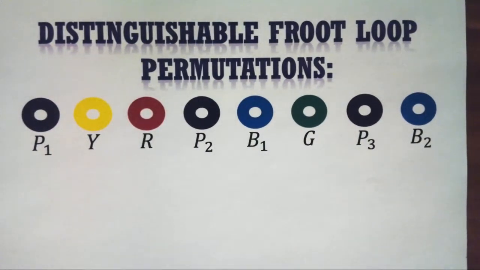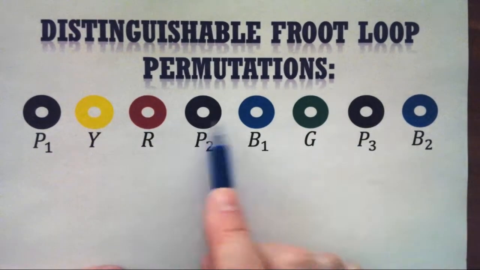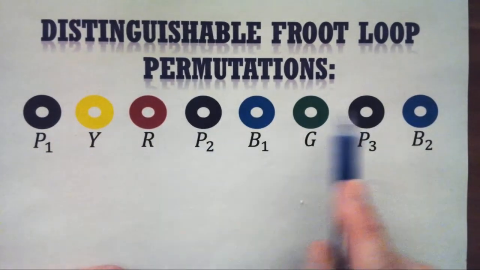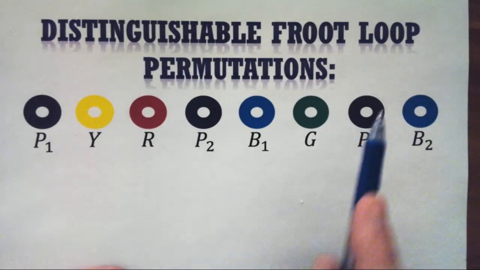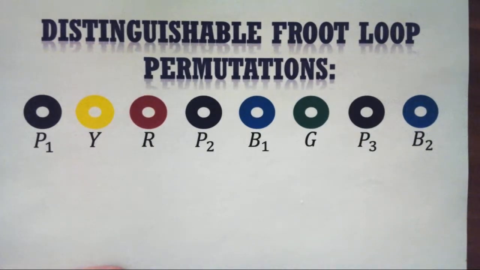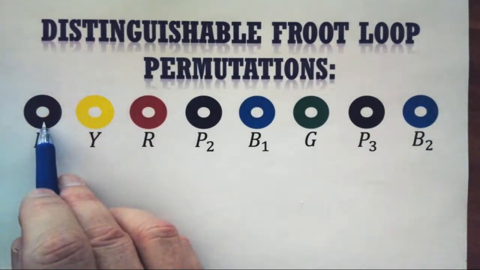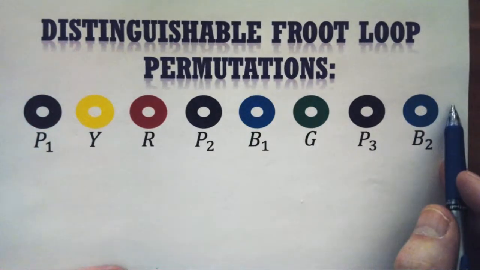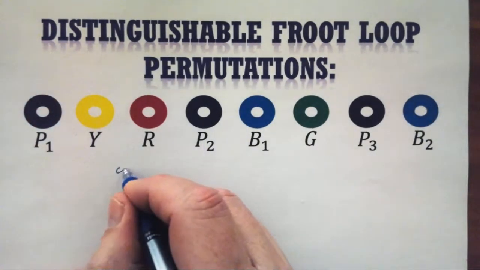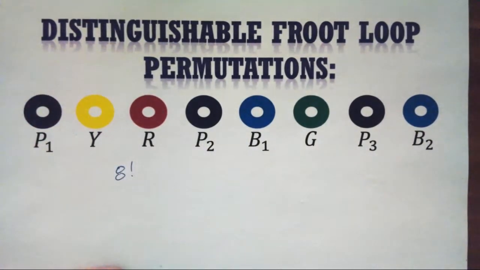And I wondered to myself, I wonder how many different ways I could put these in an order and tell that they're in a different order. You see, if I switch these 2 Fruit Loops, purple 2 and purple 3, I won't be able to tell that I put them in a different order. So if they were all different colors, it would be 8 factorial.